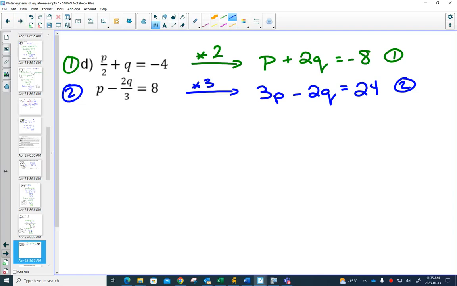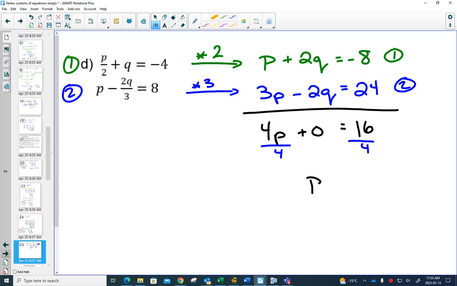Can you see that we could add right away? There goes the q. P plus 3p, 4p. This will be plus 0. And then 24 minus 8, 16. Divide both sides by 4, and we get P equals 4.